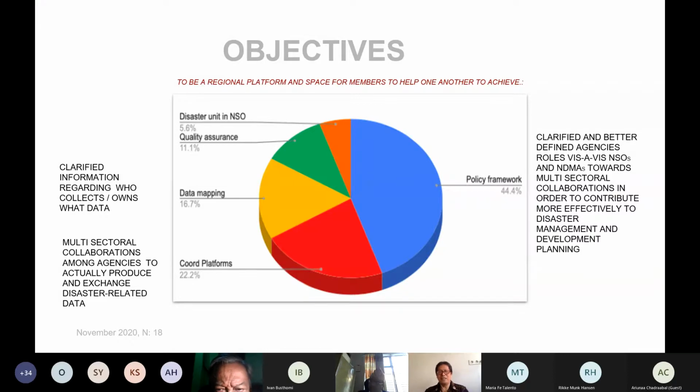The second one is that you prefer that the objective of this technical working group put importance on helping countries to develop or to facilitate multi-sectoral collaborations among agencies to actually produce and exchange disaster-related data. So essentially, it's like enough talk now, let's get to work. And the third most preferred objective of the technical working group, according to you, is on data mapping. Ensure this, who is producing what data with regard to disasters. These are the three top answers that you gave us. Next one.